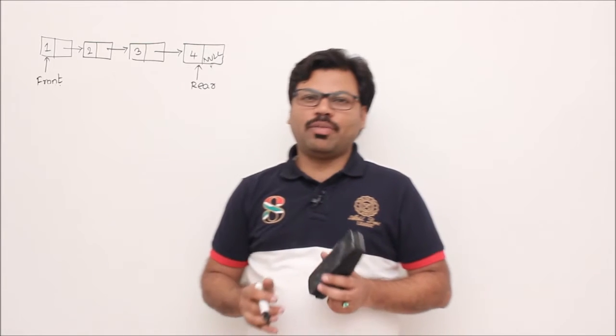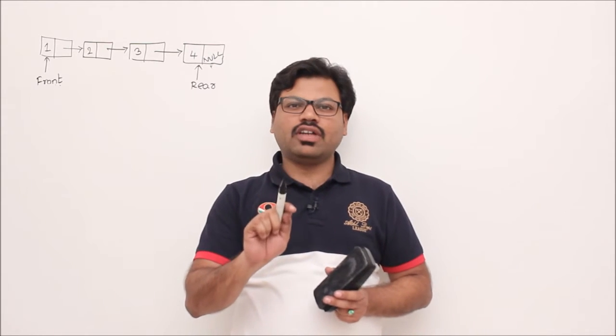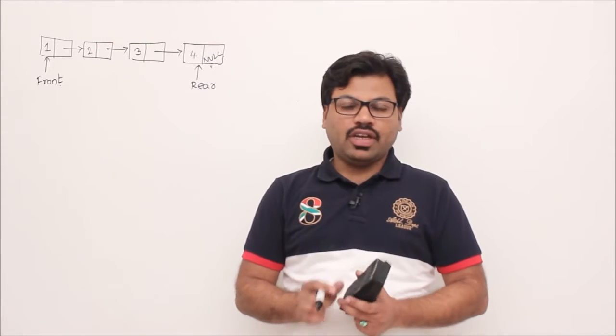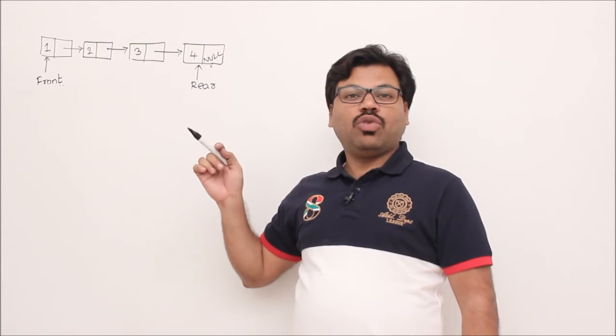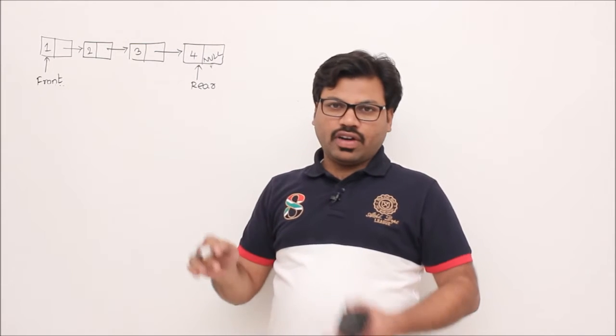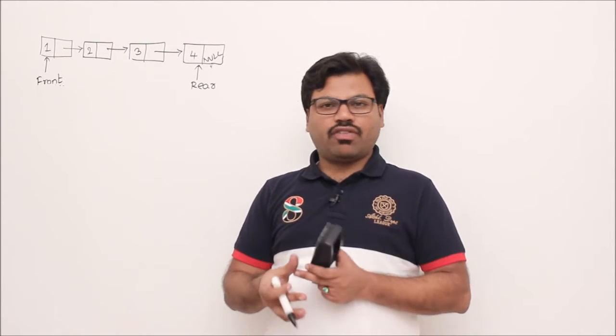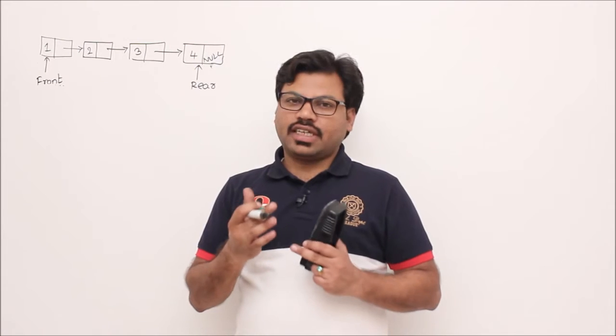Now we'll see 2 more implementations. One is IsQueueEmpty, the second one is Dequeue. Let's begin with IsQueueEmpty. In IsQueueEmpty, your front and rear will become null, correct? And one more thing, are you going to modify front and rear, or are you simply checking whether front equal to rear?